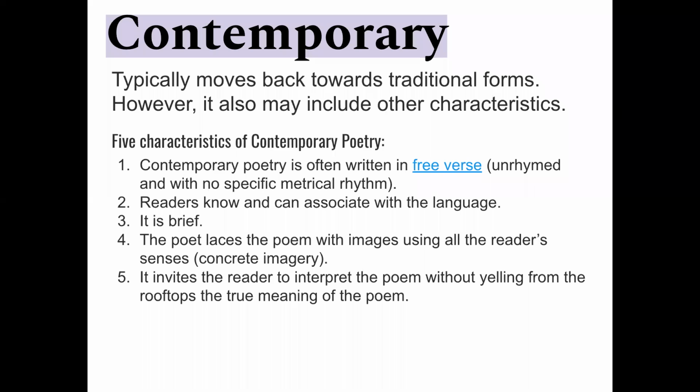Usually contemporary poetry is written in free verse, which is unrhymed and has no specific metrical rhythm. It is brief, and it also has a lot of images that use all the reader's senses, concrete imagery, which we've talked a lot about. It also is more subtle, so it invites the reader to interpret the poem without yelling from the rooftops the true meaning. For instance, in a sonnet, you might have a couplet at the end that summarizes what the entire poem means, whereas in contemporary poetry, it's more subtle.